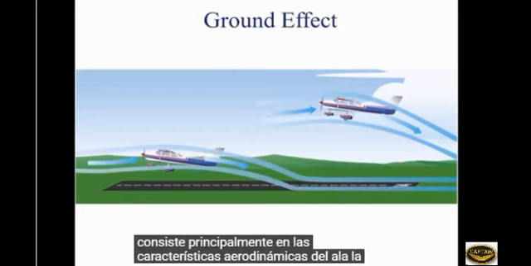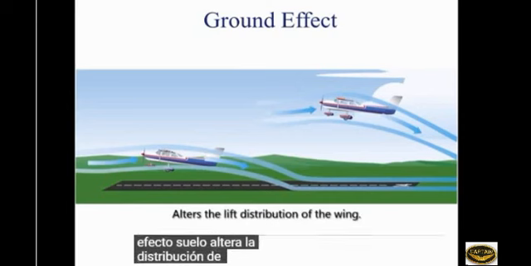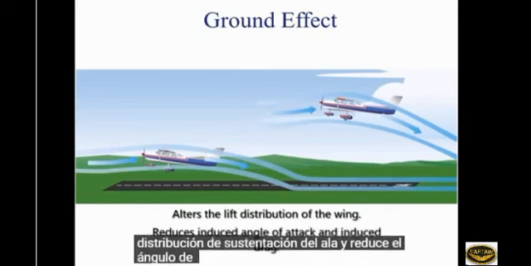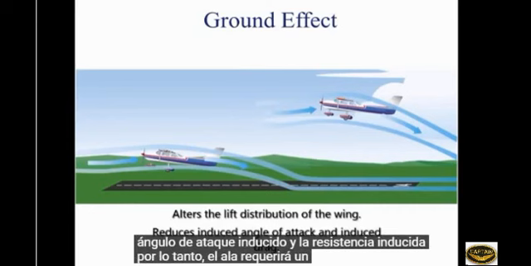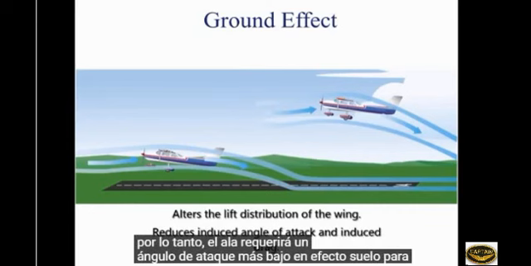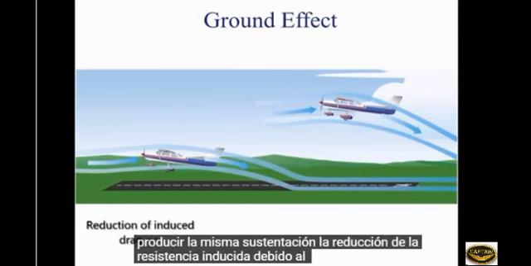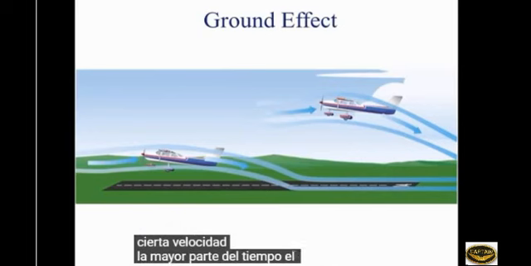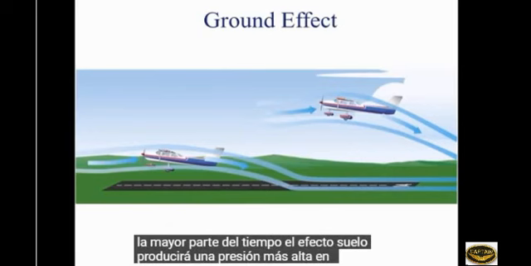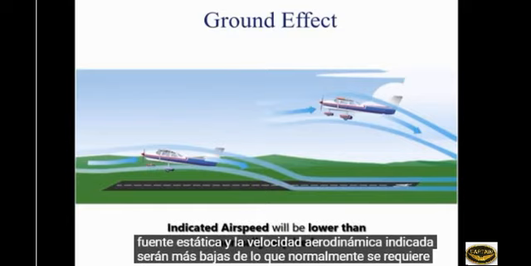The reduction of the wingtip vortices due to ground effect alters the lift distribution of the wing and reduces the induced angle of attack and induced drag. Therefore, the wing will require a lower angle of attack in ground effect to produce the same lift. The reduction of induced drag due to ground effect means that less power is required to fly at a certain speed. Most of the time, ground effect will produce a higher pressure at the static source, and the indicated airspeed will be lower than normally required.